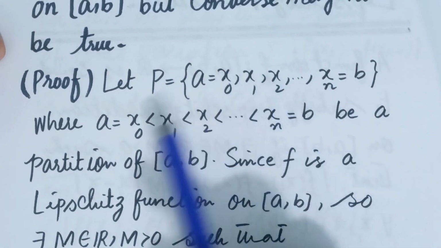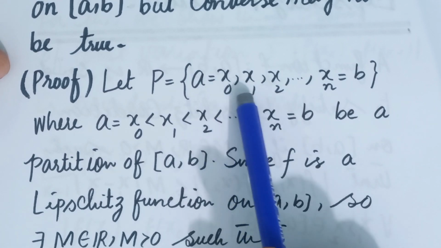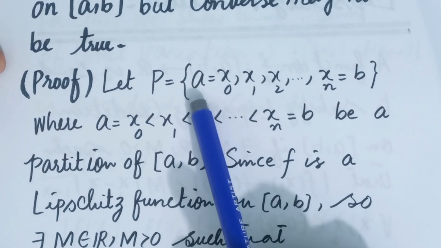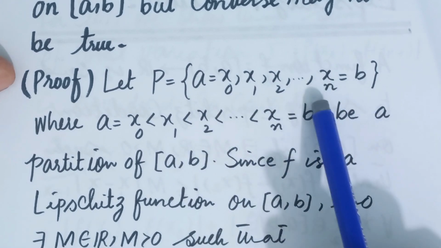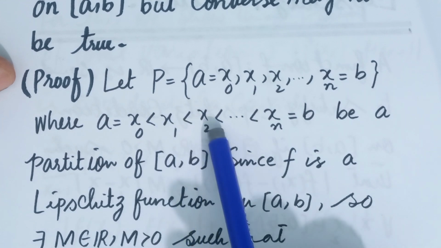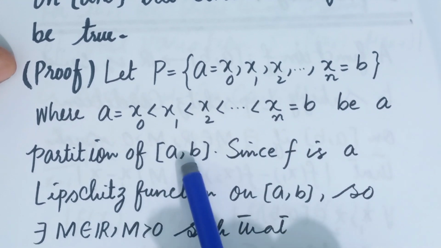Let P be a partition over the closed interval [a, b] where the points of the partition are x0, x1, x2 and so on up to xn. The first point x0 is a and the last point is b, in the order x0 is smaller than x1, x1 is smaller than x2, and so on, smaller than xn. So P is a partition of the closed interval [a, b].